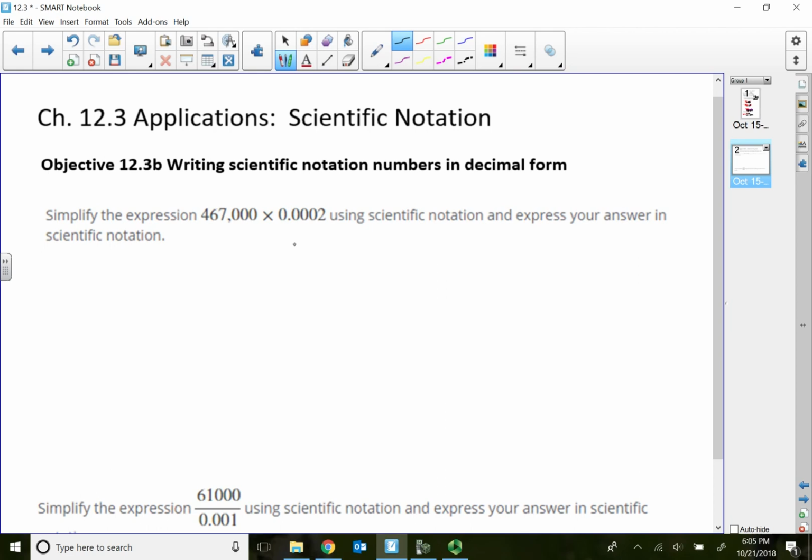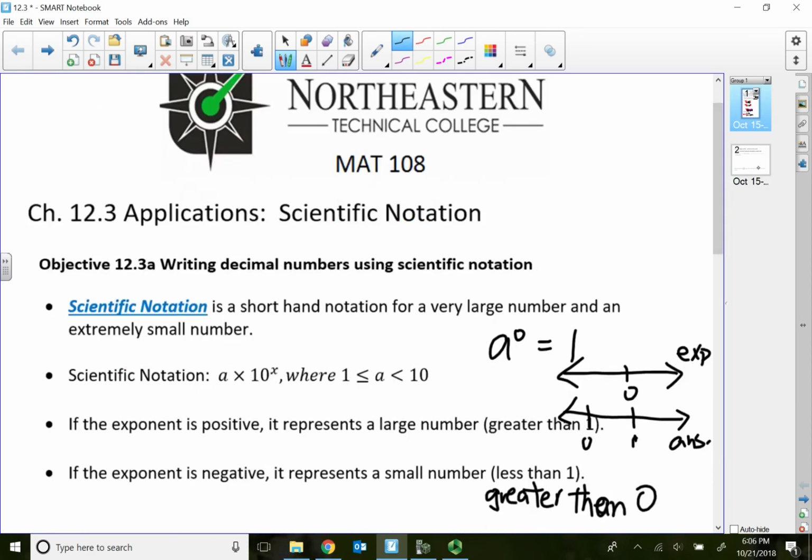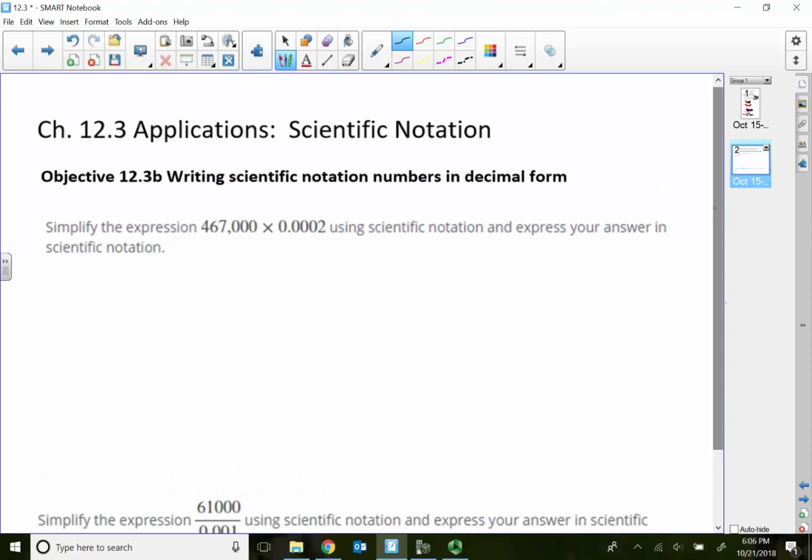As you can see, mathematicians are kind of lazy. They don't want to keep writing all these zeros. That's the reason they created a shorthand notation to help them do the math a little bit quicker. I'm going to show you how to do this by hand, and then I'm going to go to the calculator once I find my answer.